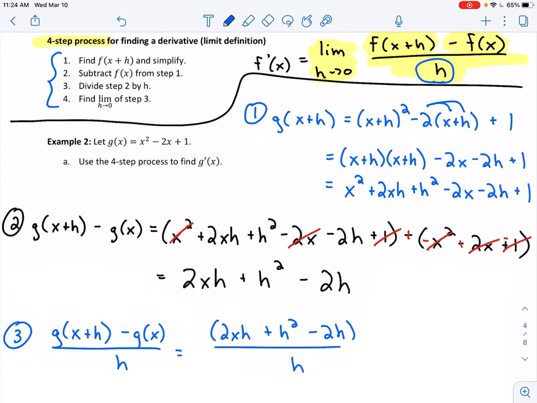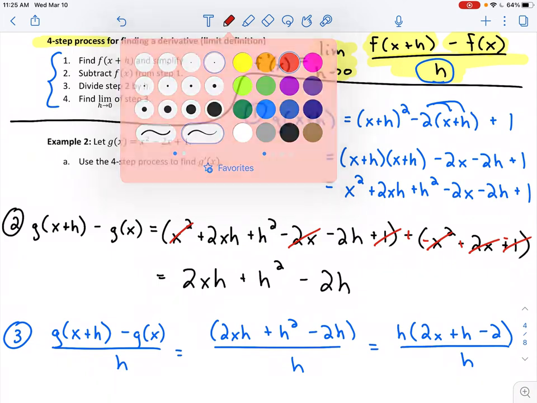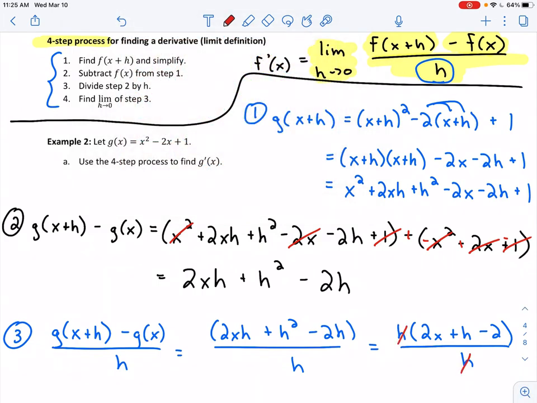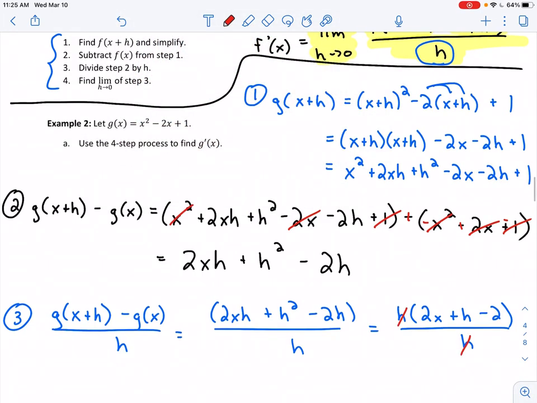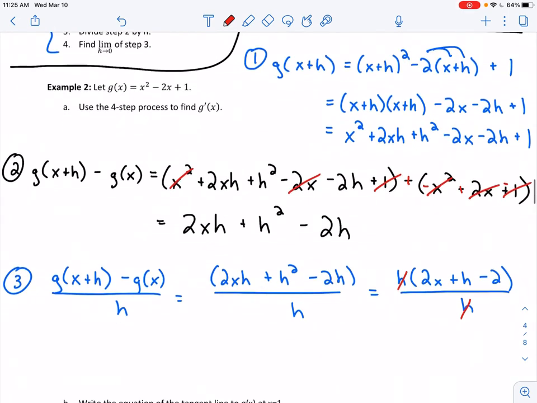There are a few different ways that can happen. The most common way is just by factoring. So if I look at my numerator, I can factor out an h, which will leave me with 2x plus h minus 2. And then we can cancel that h from the numerator and the denominator. So that leaves me with 2x plus h minus 2. Again, I've canceled that h. There's nothing more I can do to simplify that.